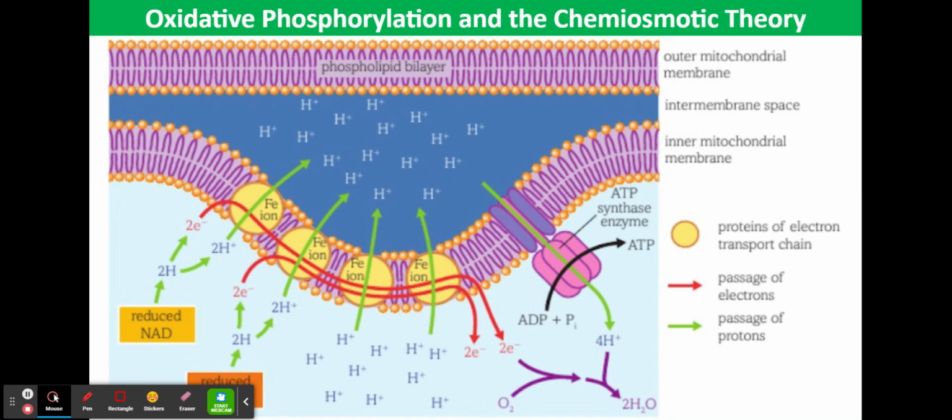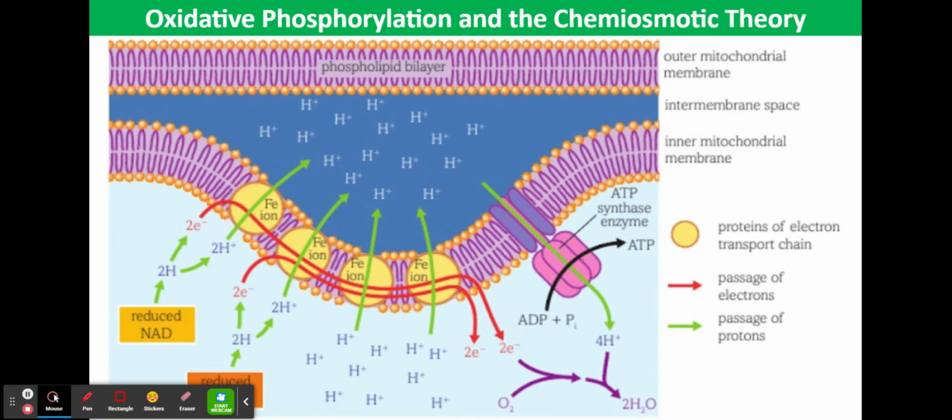The flow of protons is known as chemiosmosis. It is coupled to the formation of ATP. The formation of ATP in this way, in the presence of oxygen, is oxidative phosphorylation.